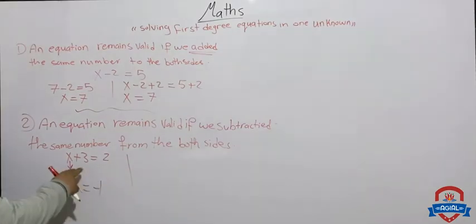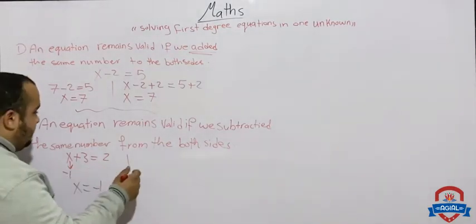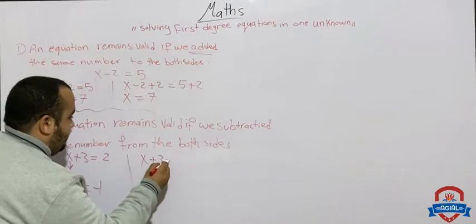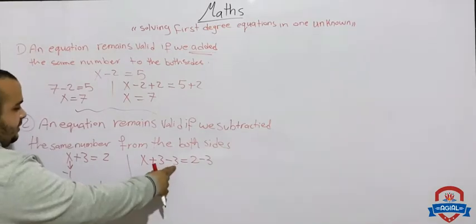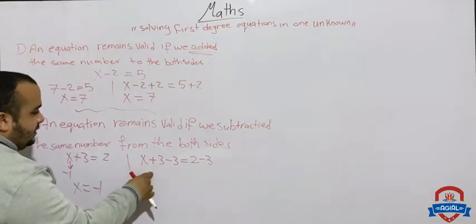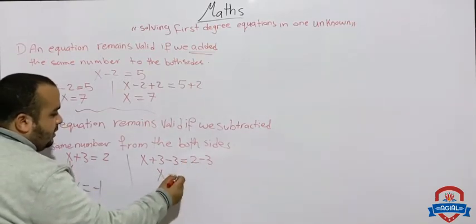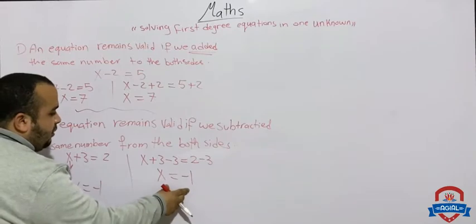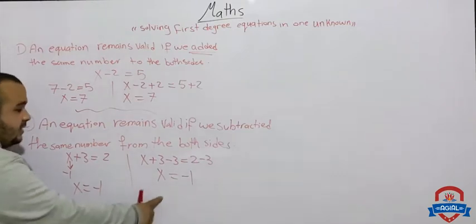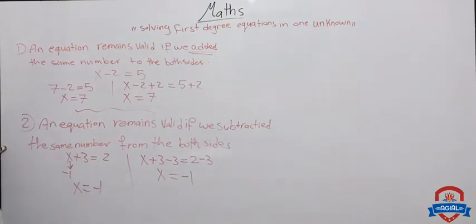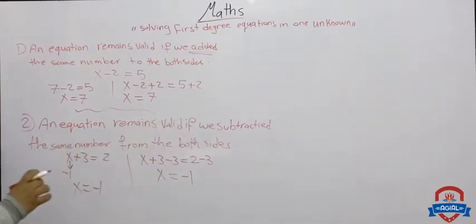By another way, if we subtract the number 3 from both sides, 3 minus 3 equals 0, and x plus 0 equals x. 2 minus 3 equals negative 1. So the value of x equals negative 1. Note that the value of x is not changed in the two ways. So an equation remains valid if we subtract the same number from both sides.